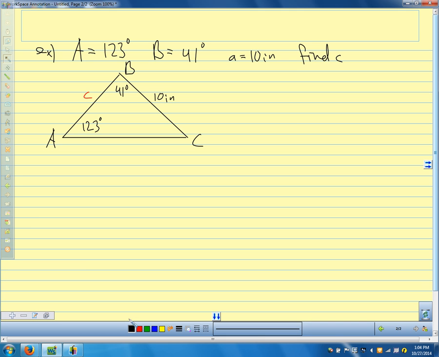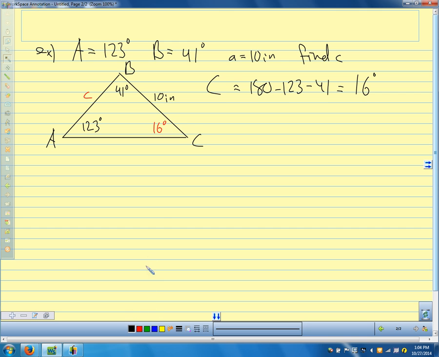All right, so what piece of information are we missing here to use the law of sines? I'm going to say sine A over a equals c over sine C. We need angle C. How can we find angle C? 180 minus the other two angles, right? So angle C is 180 minus 123 minus 41, and that tells me that angle C comes out to be 16 degrees.